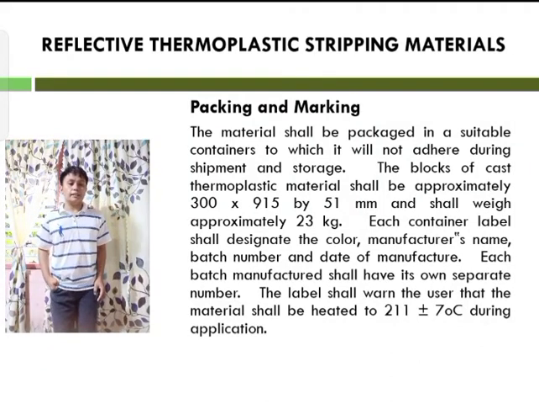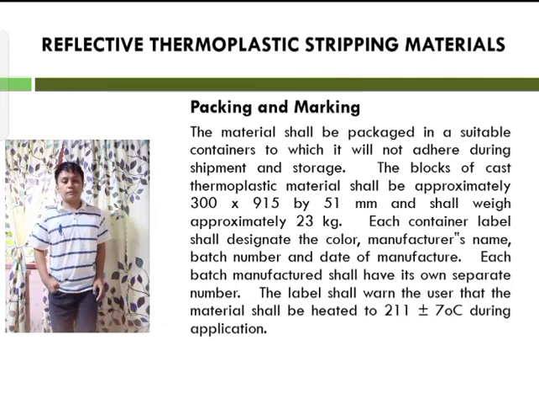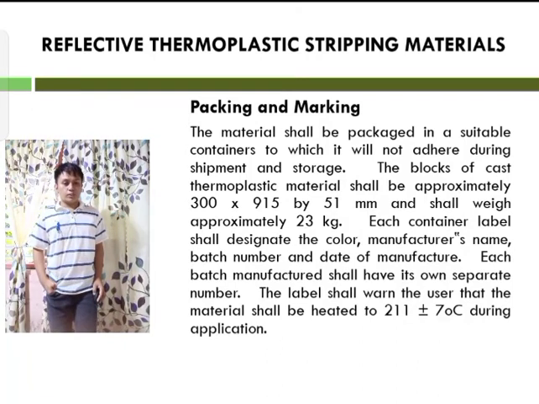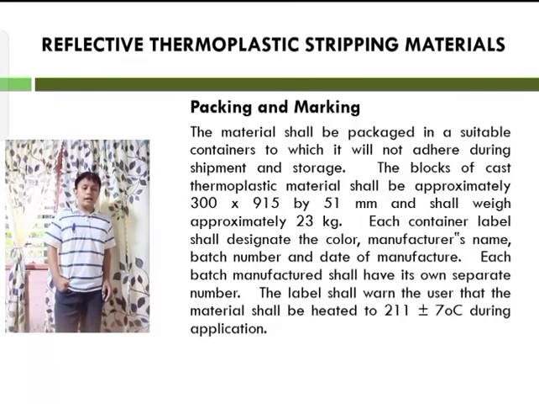So we also have packing and marking. The material shall be packed in suitable containers to which it will not adhere during shipment and storage. The blocks of cast thermoplastic materials shall be approximately 300 millimeters by 915 millimeters by 51 millimeters and shall weigh approximately 23 kilograms. Each container label shall designate the color, manufacturer's name, batch number, and date of manufacture. Each batch manufactured shall have its own separate number, and the label shall warn the user that the materials shall be heated to 211 plus minus 7 degrees Celsius during the application.